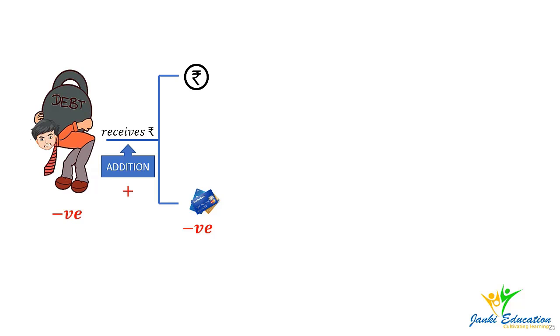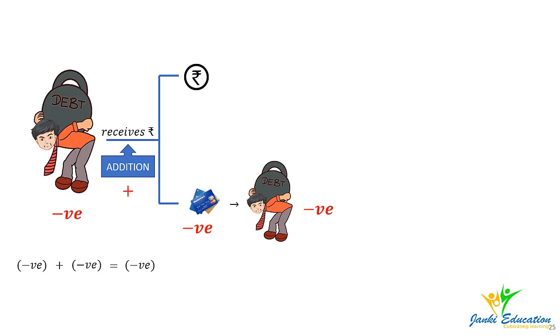Why? Because if I am in debt and I am getting some more money by loan only, then I become a man in more debt, right? My debt will be increased. So it results in man in debt, which is already negative. So here negative plus negative is equal to negative. Negative plus negative is equal to negative. Here you have to understand my debt is increased, right?